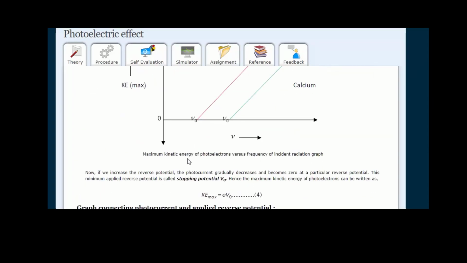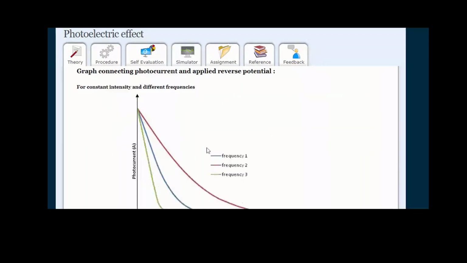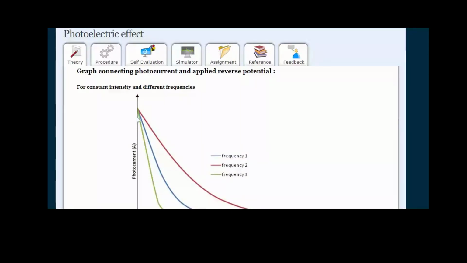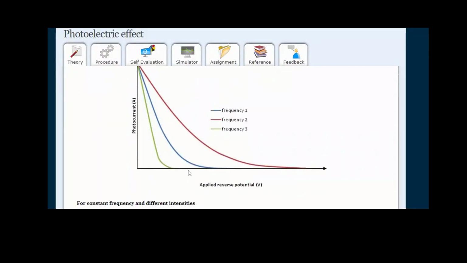From there you can see this graph. If you have frequency 1, you see at 0 volt there is some current, and that is due to the photoelectric effect. When you increase the reverse potential, that is the negative potential, fewer electrons reach due to the repulsion. So you can see the current starts decreasing and becomes 0 at a certain point, and this value is named the stopping potential, where all the electrons are stopped inside the discharge tube and do not reach the cathode.